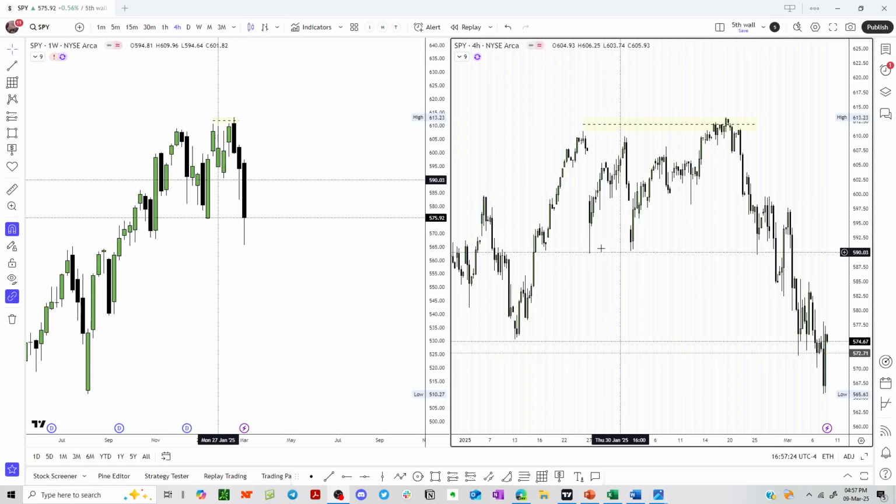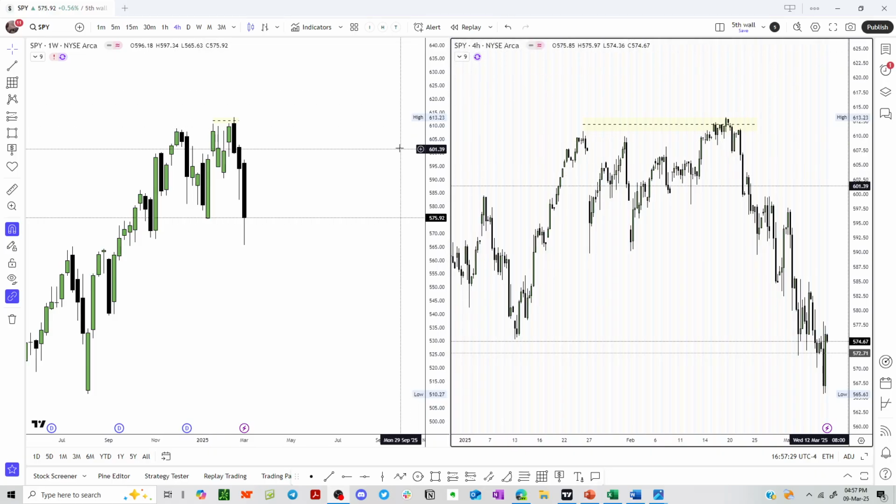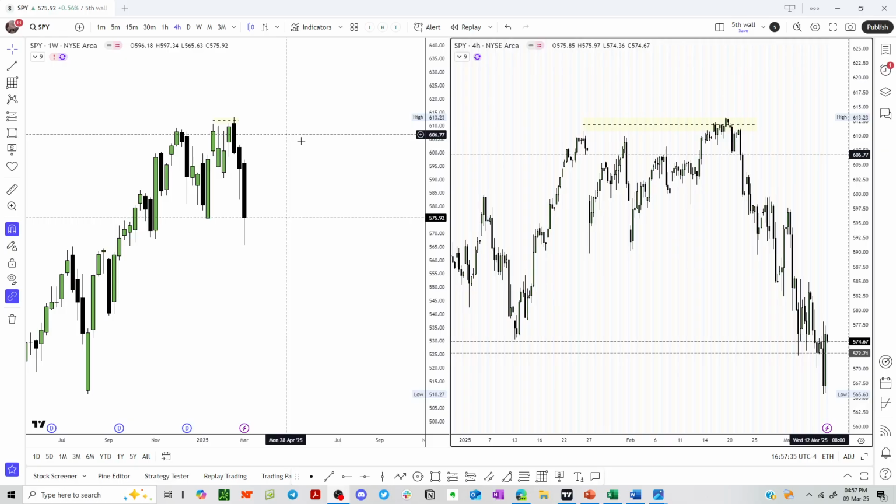Going to try something different today. It's not really that much of a difference to me. ES versus the SPY. I'm going to just analyze the SPY chart today utilizing ICT concepts.